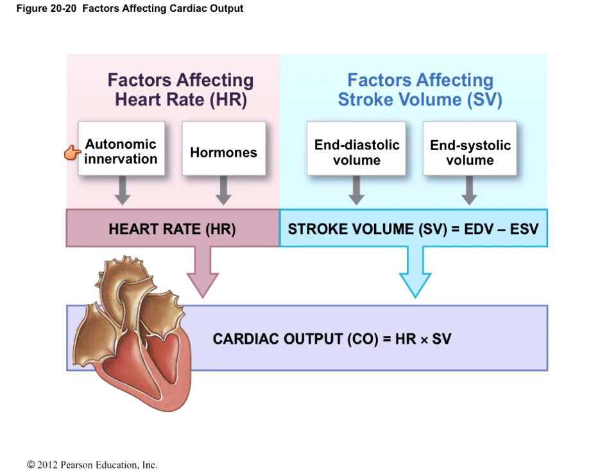Autonomic innervation, the nerves that are sending the impulse to the conducting cells, which in turn send that information to the contractile cells, can affect your heart rate. Things that affect your stroke volume: how much blood did we start off with in the ventricles? How much blood do we have left over? If we have more blood left over than was let out, then our stroke volume is going to be very low. So those are all things that can affect your cardiac output.